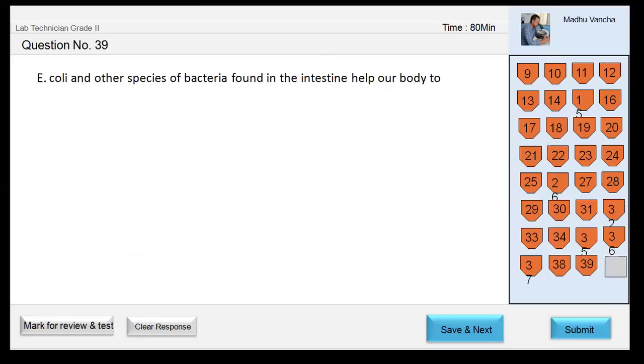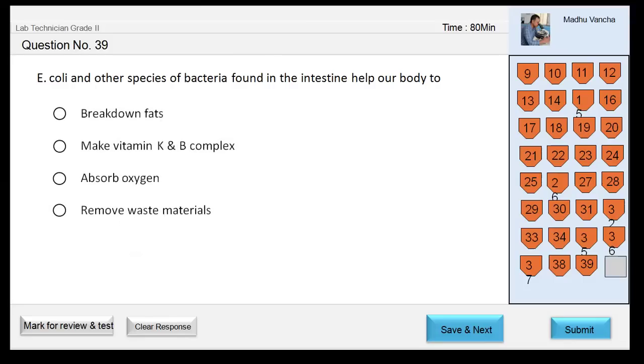Next question, E. coli and other species of bacteria found in the intestine help our body too. They are commensals actually. Option A, break down fats. Option B, they make vitamin K and vitamin B complex. Option C, they absorb oxygen. Option D, remove the waste material. Here the right answer is option B. These E. coli and other enterobacteria species produce vitamin K as well as the B complex, which will be helpful for our body.